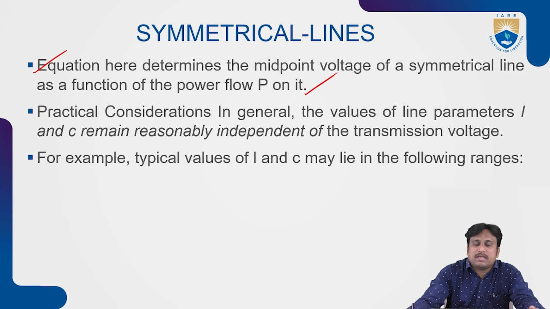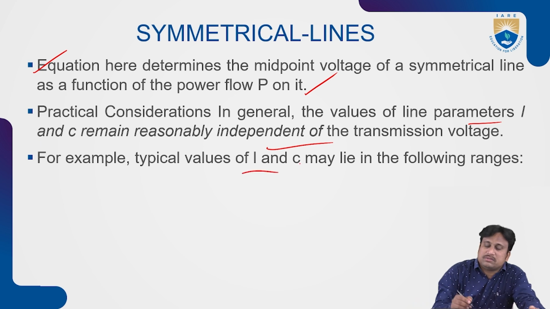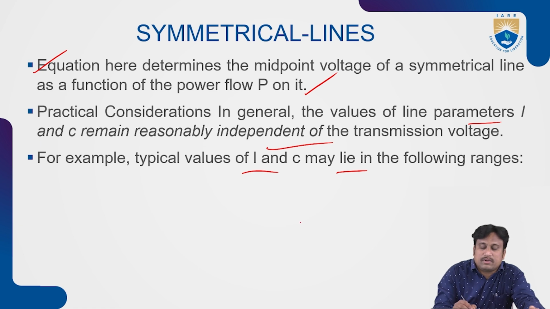Practical considerations are most important in general. The values of the line parameters L and C remain reasonably independent of the transmission voltage. For example, typical values of L and C may lie in particular ranges, with little variations, like 0.1 less than or equal to 0.08. These are the variations we treat for the particular given system.